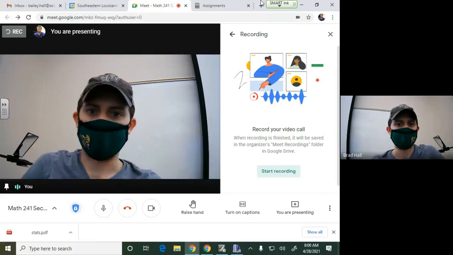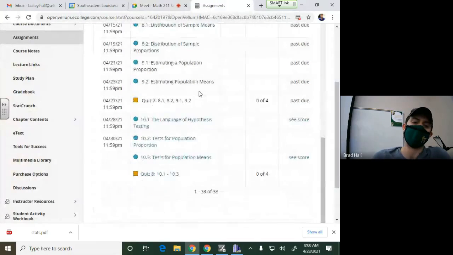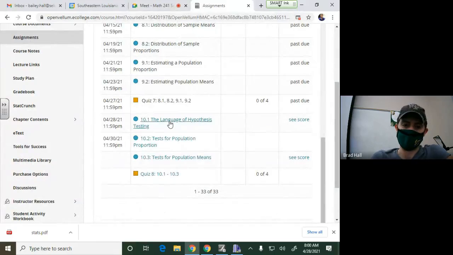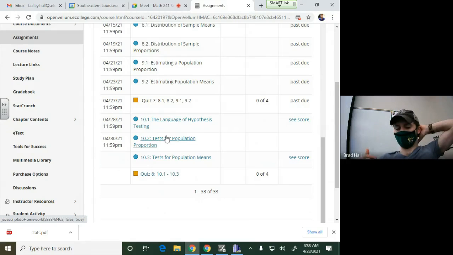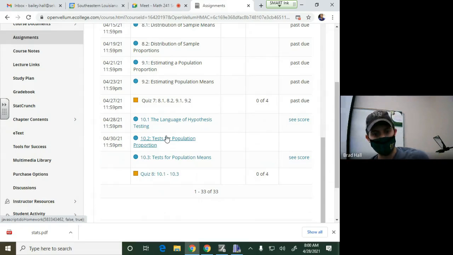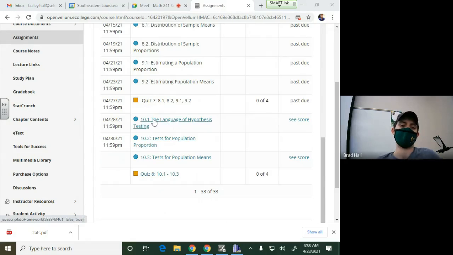Of the due dates, and then we'll go ahead from there. So as far as the due dates go, the language of hypothesis testing, that was the section we finished last time. That homework is due tonight, so please make sure you do that homework. Additionally, the homework corresponding to the section we will be talking about today, that is due on Friday. So make sure you keep those two due dates in mind.